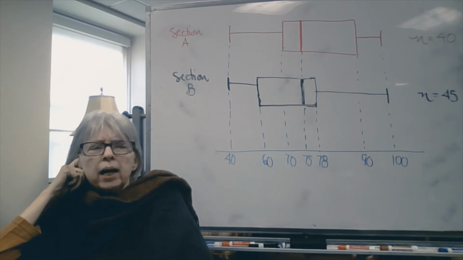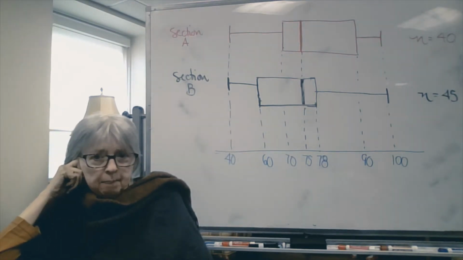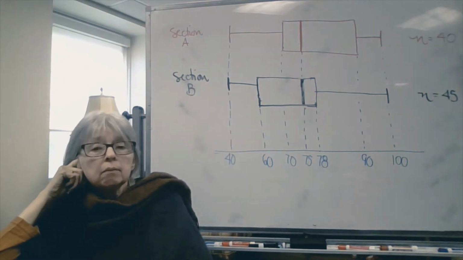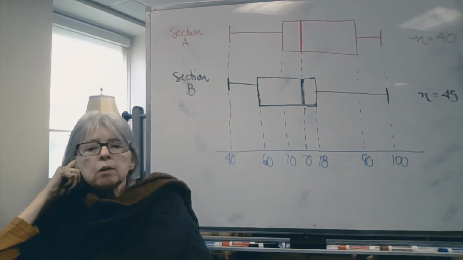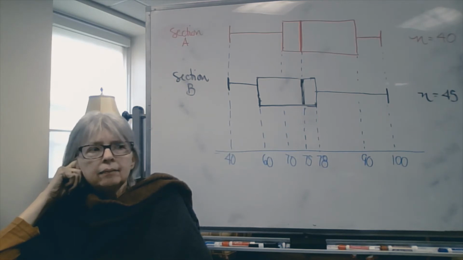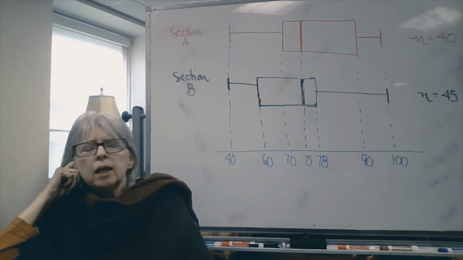Which class do I need to spend more time with? Which section seems to be struggling the most? Can you tell by looking at the box plot? You certainly couldn't tell if I said, hey, highest score in both classes was 100. Lowest score in both classes was 40. You're like, those classes sound the same.